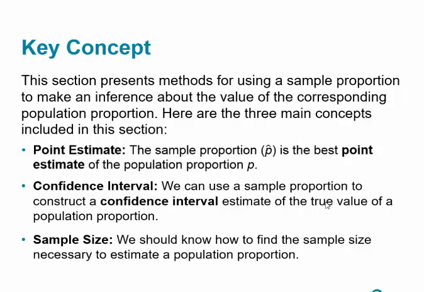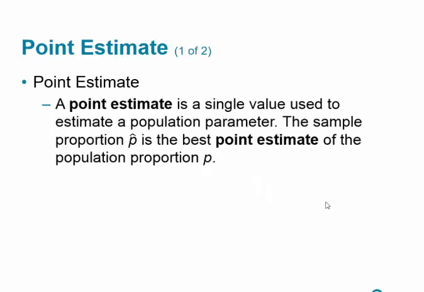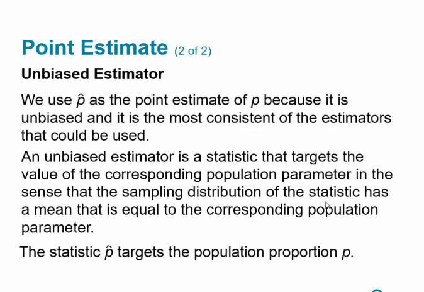And so the key concepts we're going to talk about in this lecture are the point estimate, the confidence interval, and also sample size. A point estimate is simply a single value used to estimate a population parameter. The sample proportion p hat is the best point estimate of the population proportion p.